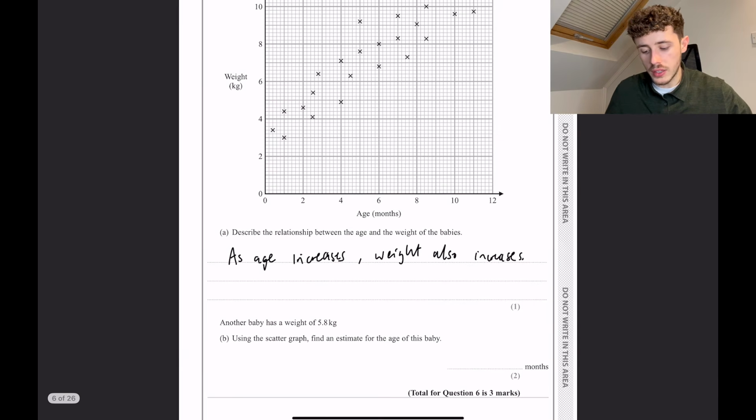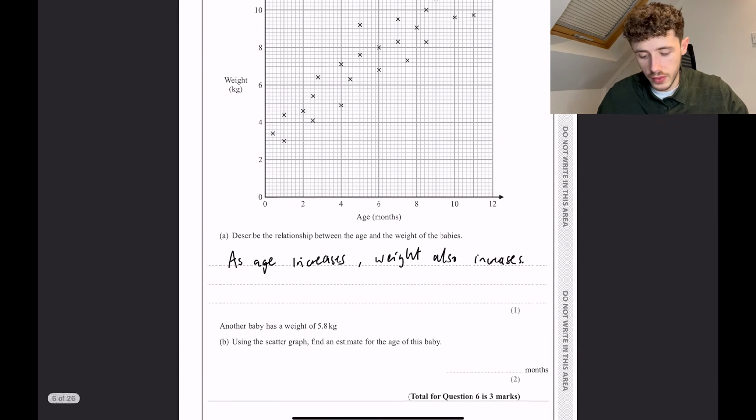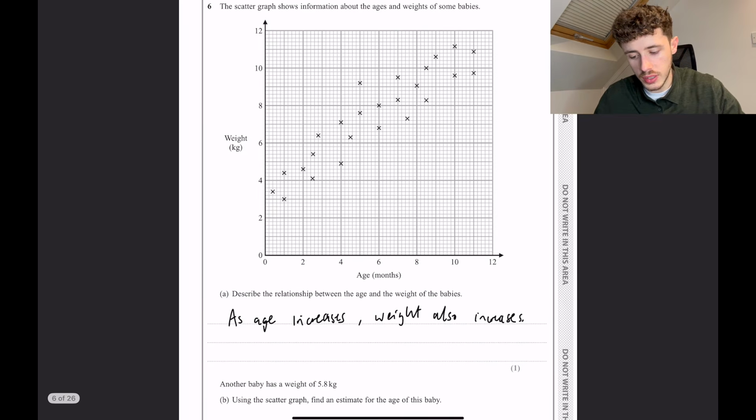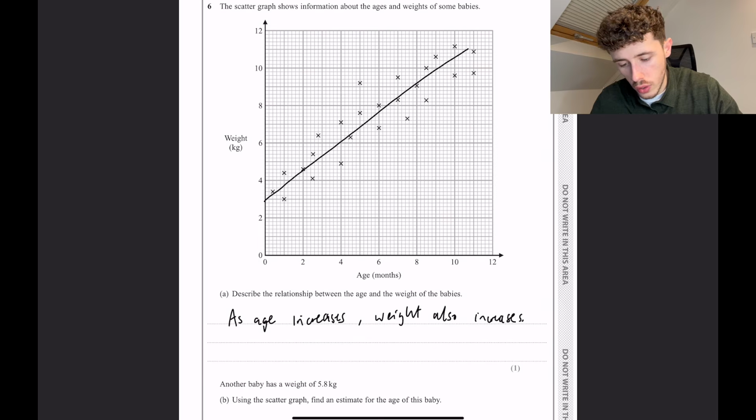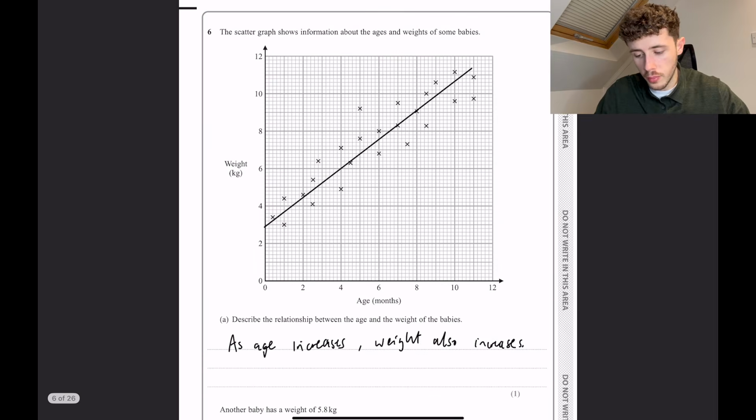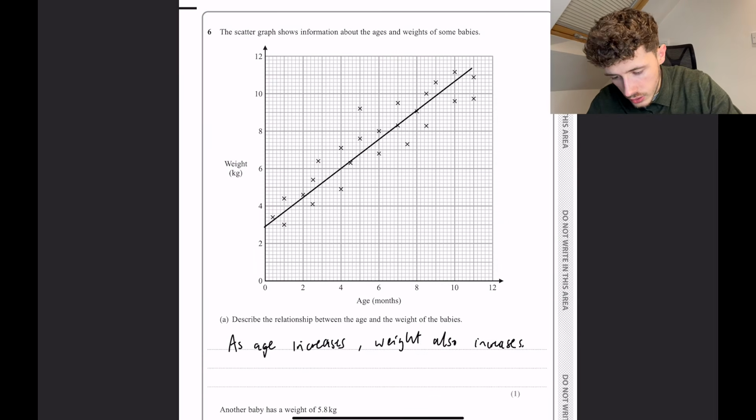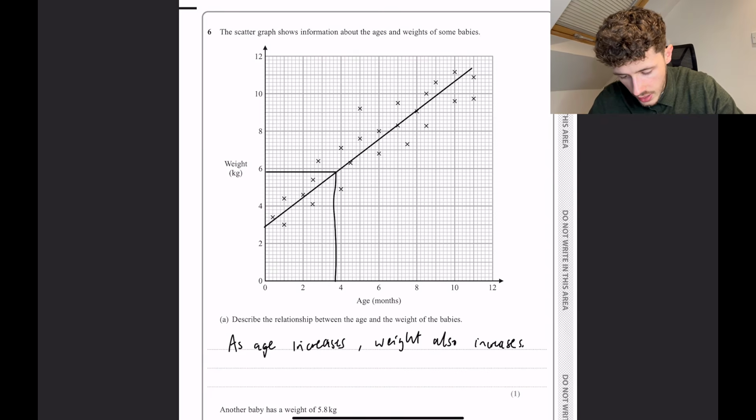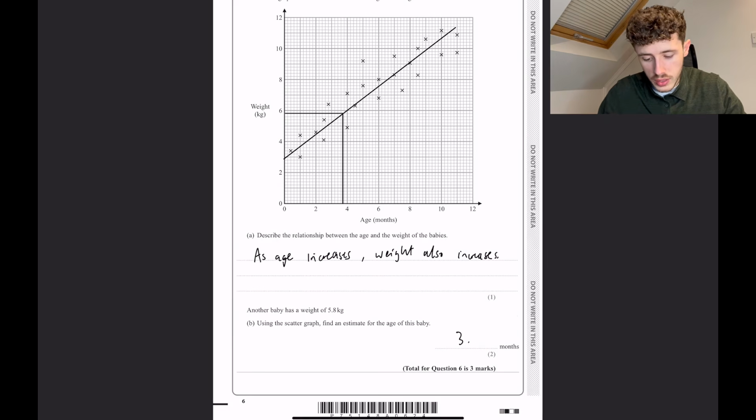Another baby has a weight of 5.8 kilograms. Using the scatter graph, find an estimate for the age. So we want to go back to our scatter graph, and we want to draw a line of best fit, so a rough straight line that goes through most of the points. Find 5.8 kg on your graph, which is here on the y-axis, and then you want to go down to the age, and as an estimate you would say about 3.8 months, which you may want to round up to 4.